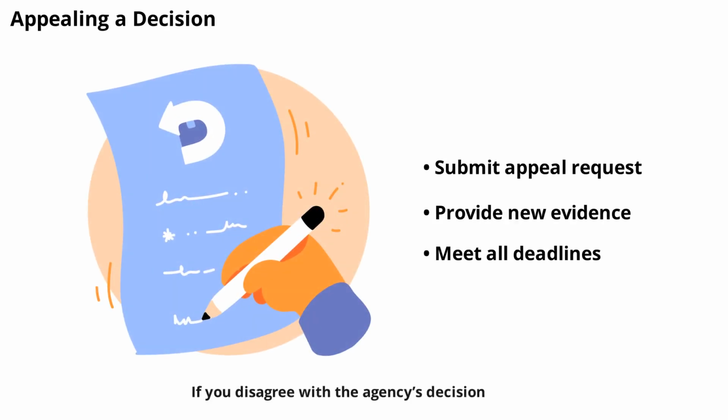If you disagree with the agency's decision, you may have the right to appeal. The appeals process varies by agency, but usually involves submitting a written request for review and providing any new evidence or arguments. Be sure to follow the agency's instructions and meet any deadlines. An appeal gives you another chance to present your case and seek a fair resolution.